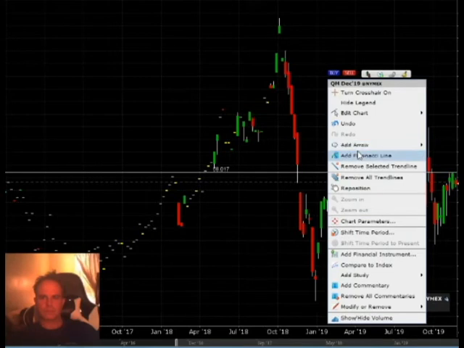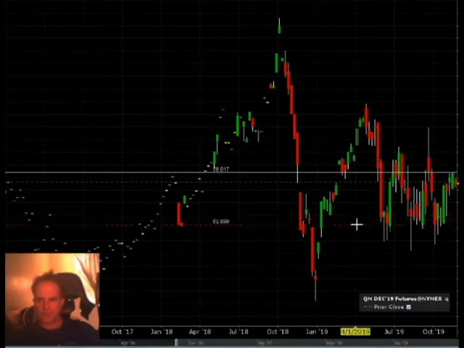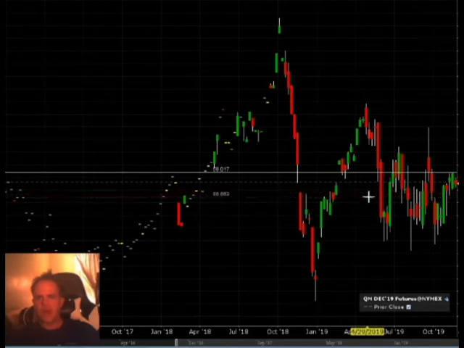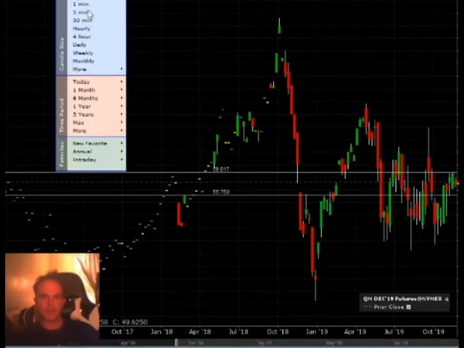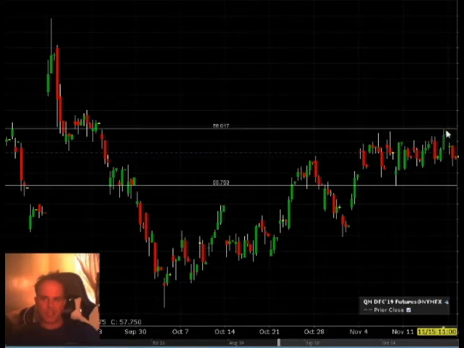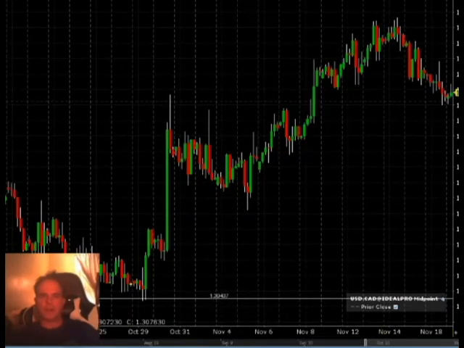We touched that, came back a little bit on this, and that's where we're just kind of consolidating here. A break over the 132, and I think that we have a good chance of coming down to these lows here, which would be 130.50. So why don't we go ahead and draw a horizontal line here. I would do it at these lows here. That's our previous low, and now you have something to go by.